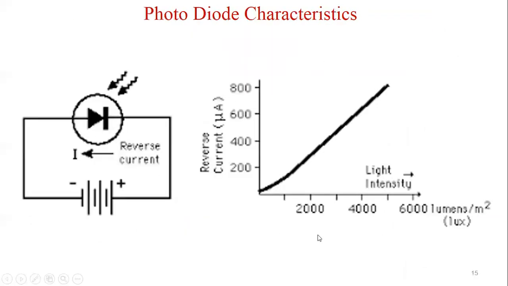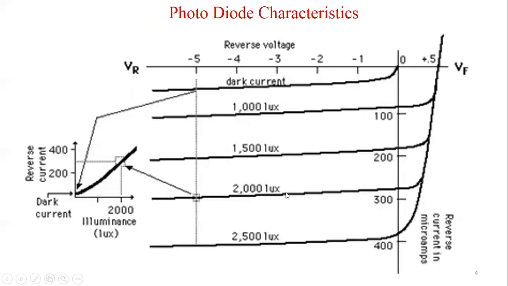If you plot the relationship between the intensity and the reverse current, we will find a linear relationship. As the intensity increases, the current flowing through this diode also increases. So this is the plot between intensity of light and the current, and the earlier one was the plot of current for different reverse bias voltages while we increase the light intensity.